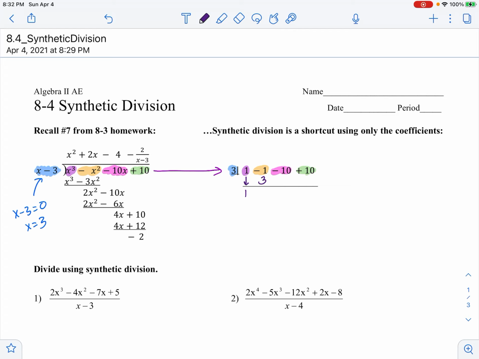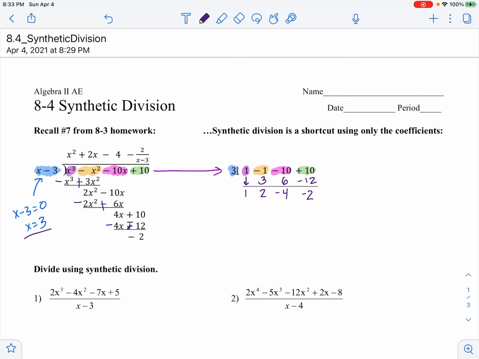Now, over on the left, when we did our long division, we did minus, minus, minus, minus, minus, minus, as we did our problem out. This time, because we flip-flopped to this x equals 3 as our root, we're going to add. So, -1 plus 3 is going to give me 2, and now I'm going to reiterate that. 3 times 2 gives me 6, -10 plus 6 is going to give me -4. 3 times -4 is -12, which gives us our remainder of -2.